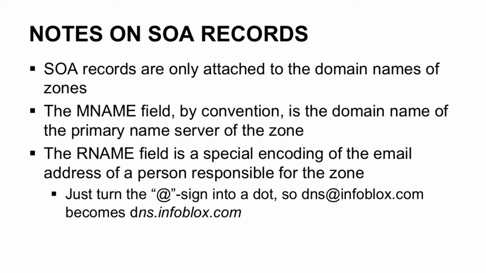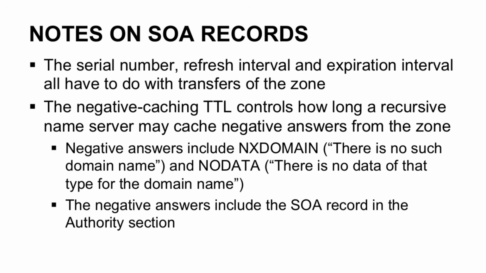The @ sign is replaced by a dot, so dns@infoblox.com becomes dns.infoblox.com. Only human beings, and maybe some spam miners, actually use this field. But it's considered polite to list a real address here so folks having trouble with your zone can track you down. The serial number, refresh, retry, and expire intervals all have to do with transfers of the zone, and we'll discuss them on the next slide.